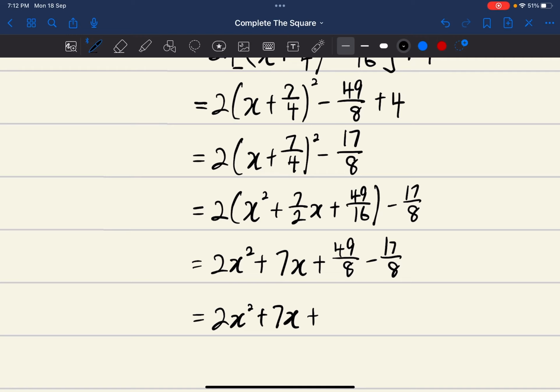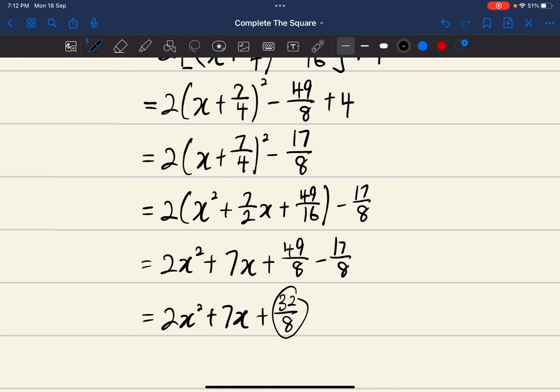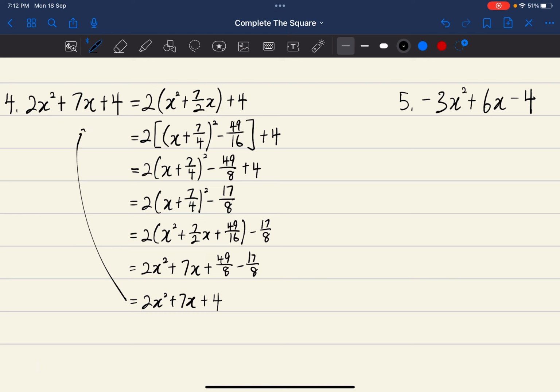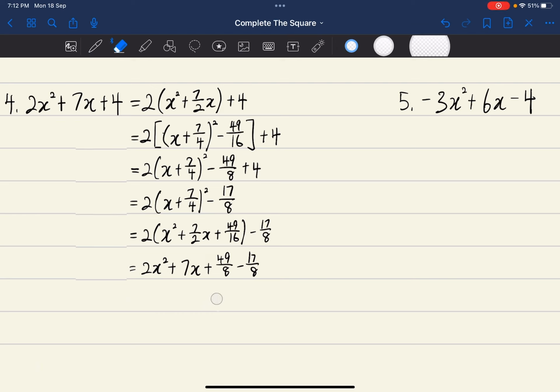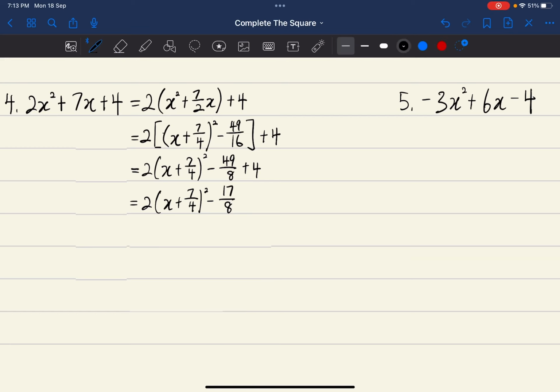32 divided by 8, and this is 4, right? So we can just write this as 4, which is the equation right here. So we're correct. That's how you always use the technique to check your answer.